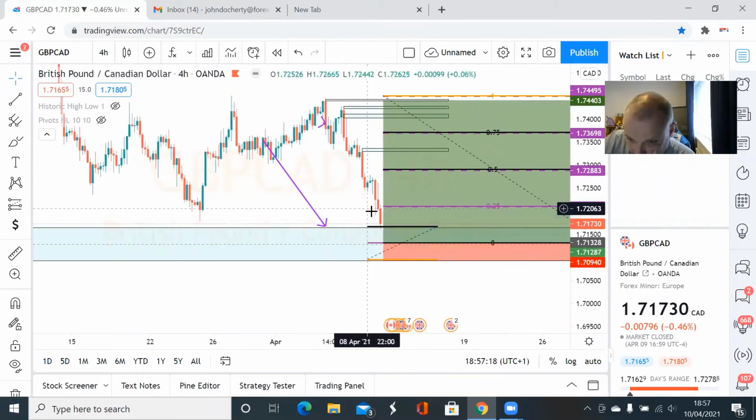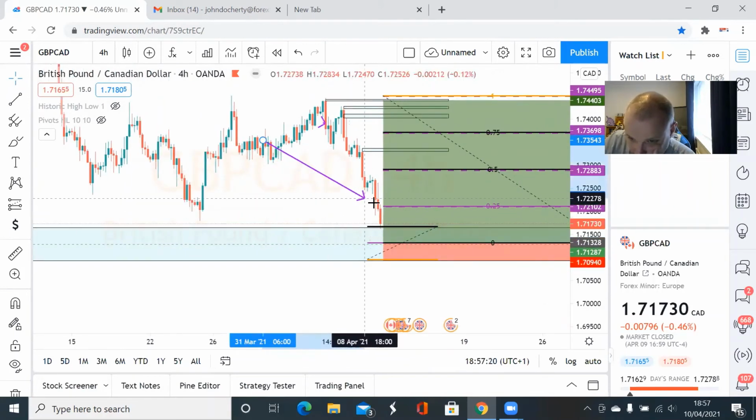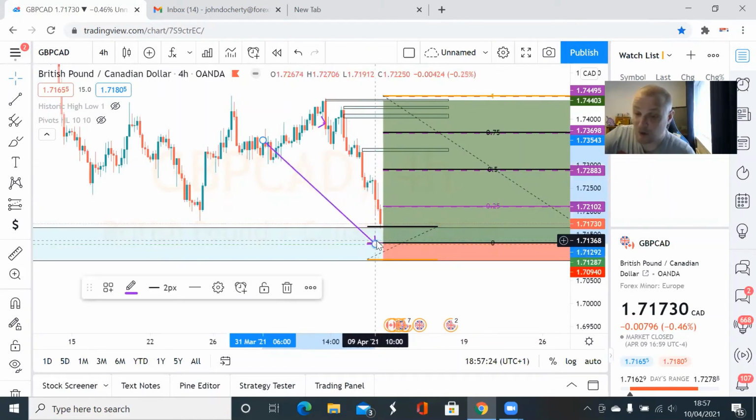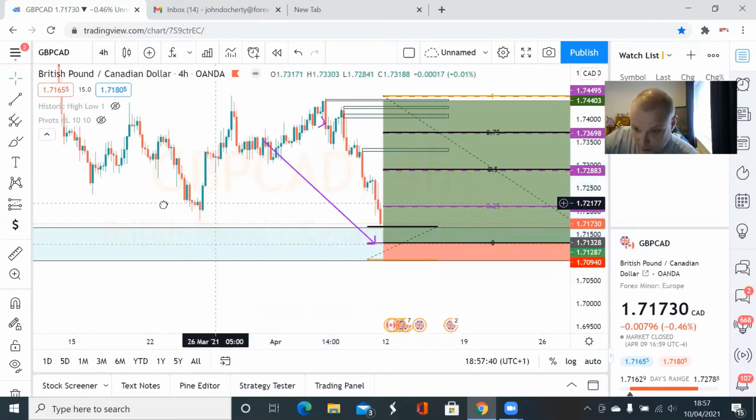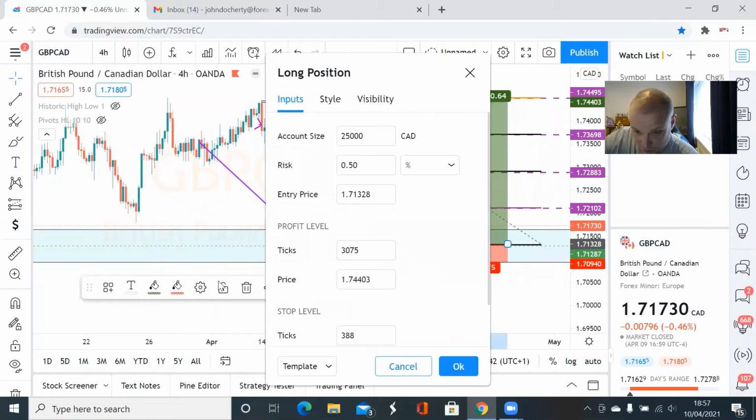So that is an area of interest for me. Again, it's coming back down to start and respect this here, which in my opinion could possibly be an entry. It's roughly around a 38 pip stop, because you've got 388. All you're doing to work that out is taking the last number away, and that gives you your pips. On this occasion, it'd be 388. Now, another tip for those that are just starting to follow me is what you could do.